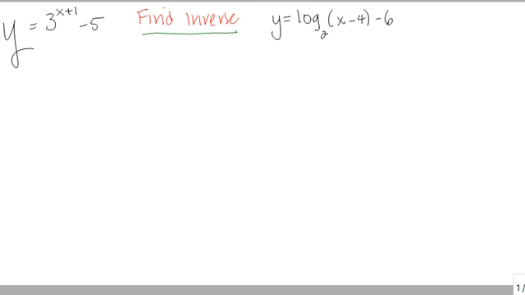So if I find the inverse, that means I'm going to switch my x and y. That's my first step. And now I'm going to get y all by itself. So I'm going to add 6 to both sides, which cancels the 6 on the right hand side.